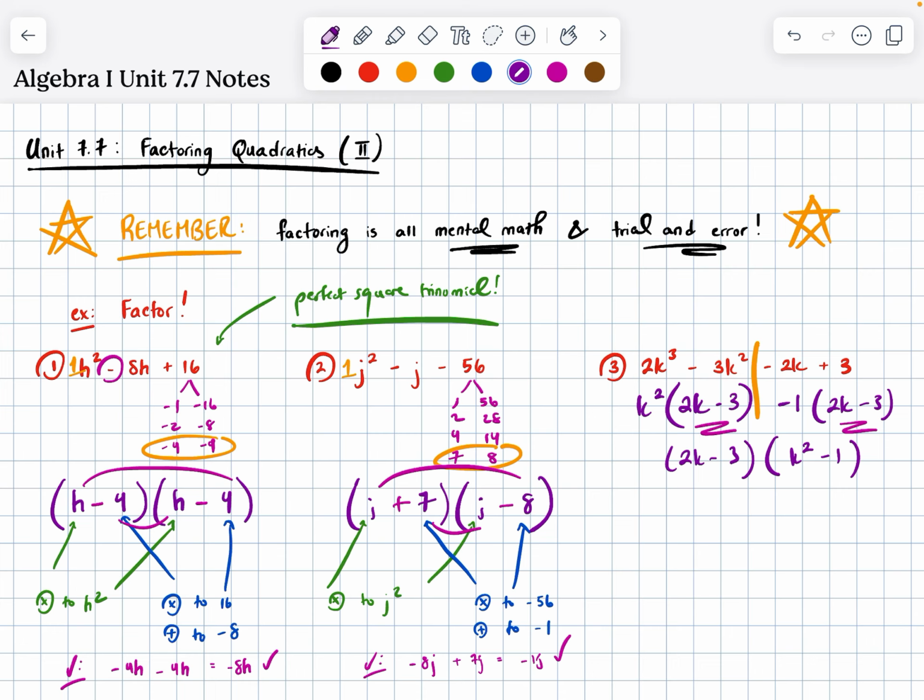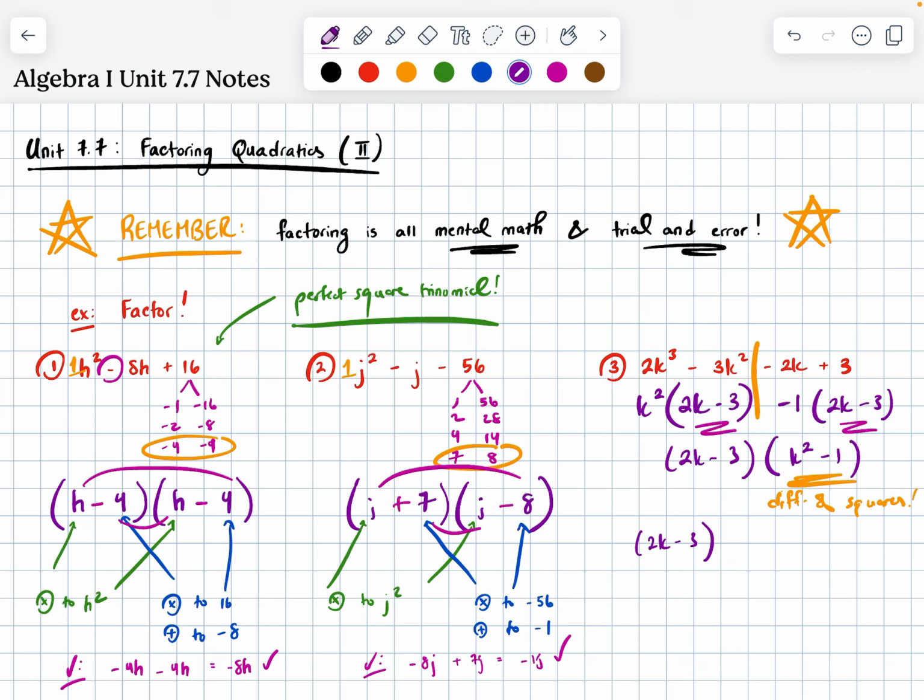And now I'm done. Just kidding. No, I'm not. Look at k squared minus 1. K squared, that's a perfect square. 1, that's a perfect square. They're joined by subtraction. This guy is an example of some difference of squares, which means I can go further. 2k minus 3 is still part of my final answer. I can't forget about it.